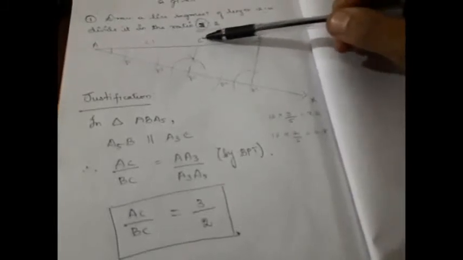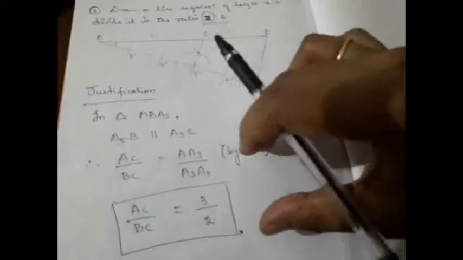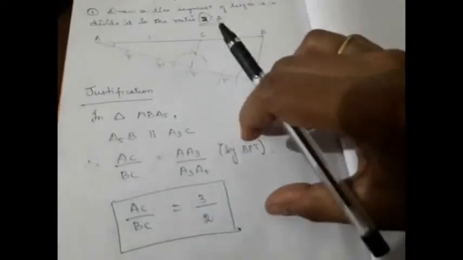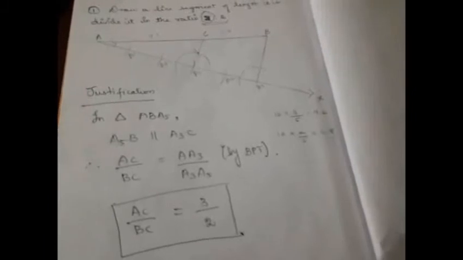Then the intersecting point is named C. Now C divides the line segment AB in the ratio 3:2. Likewise, you can write the steps of construction in your own words, and you have to give the justification. Justification also carries marks. You have to construct the diagram, then write the steps of construction, then give your justification. Hope you got it.